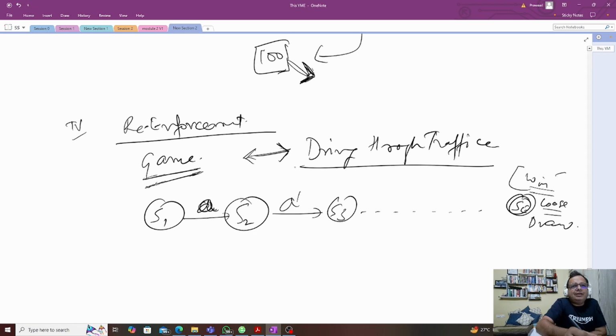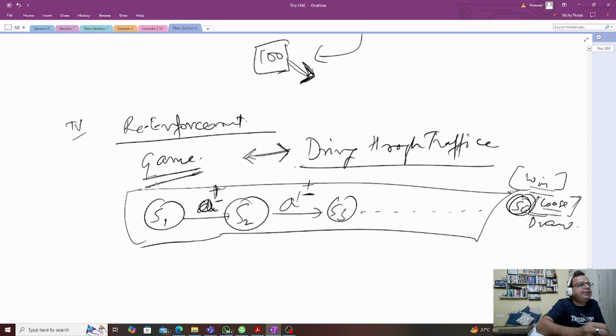And in case of reinforcement learning, in case you win, then all the actions that you have taken are incremented by a particular score. The probability of taking those actions in that particular state increases. In case you lose, then your probability of taking that action in that particular state decreases. And all of this is happening in a particular environment E.